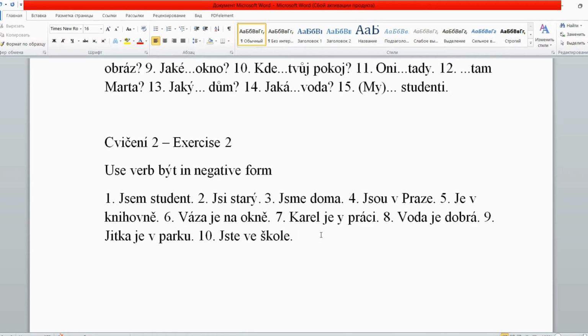Also, I advise you to use a dictionary or electronic dictionary in the Czech language, with the possibility to translate from Czech into English. And I will send you the link after this video to the online dictionary which I recommend. It will be very good if you do your home task and translate each word that you use, because we must understand what we do in this language.